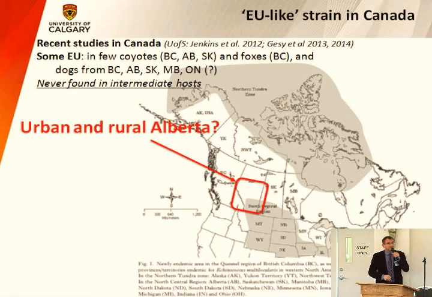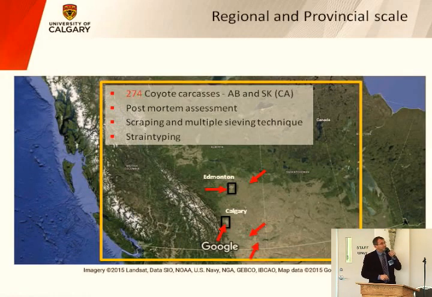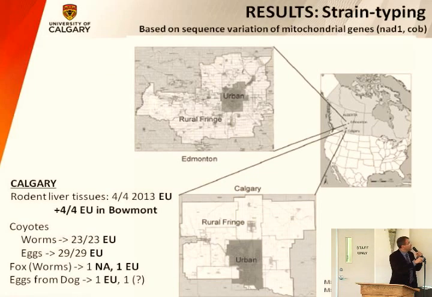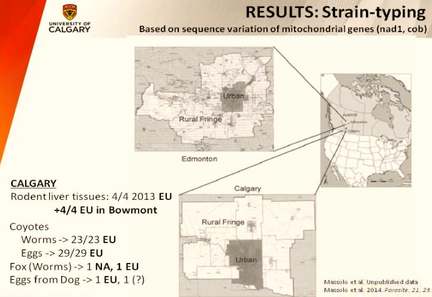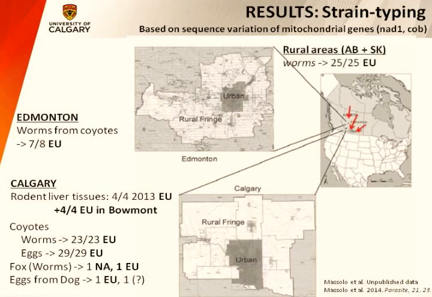So we decided to look into rural and urban areas. We collected more than 270 coyotes. We do the usual work, so intestinal washing and qPCR. And then we strain type. What we found was that almost all the specimens of Echinococcus that we found in dogs, coyotes, and rodents were European-like and not North American strain. When we looked into Edmonton, 7 out of 8 coyotes were carrying the European-like strain. In rural areas, all of them were European-like.